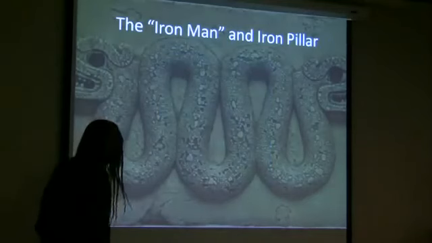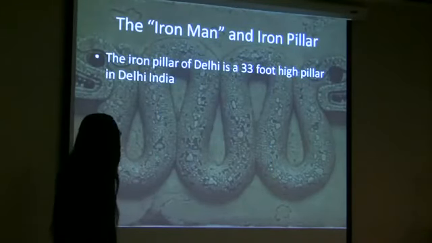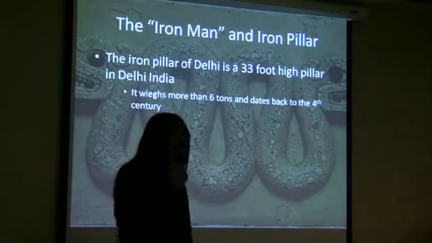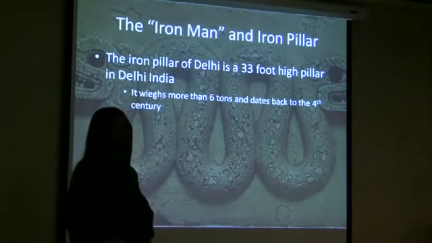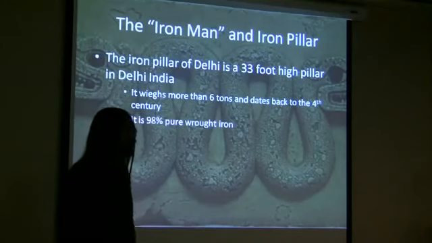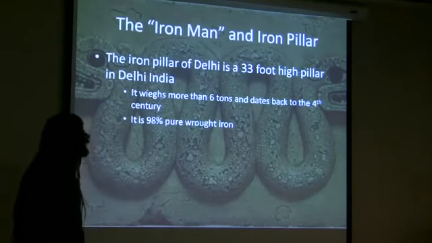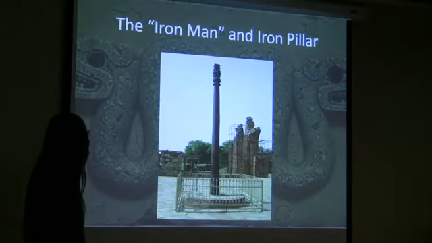Okay? The Iron Pillar of Delhi is a 33-foot high pillar that's found in Delhi, India. It weighs more than 6 tons and dates back to the 4th century. So this thing is over 1,600 years old. Interestingly enough, its composition is 98% pure wrought iron. And there it is right there, the Iron Pillar of Delhi.